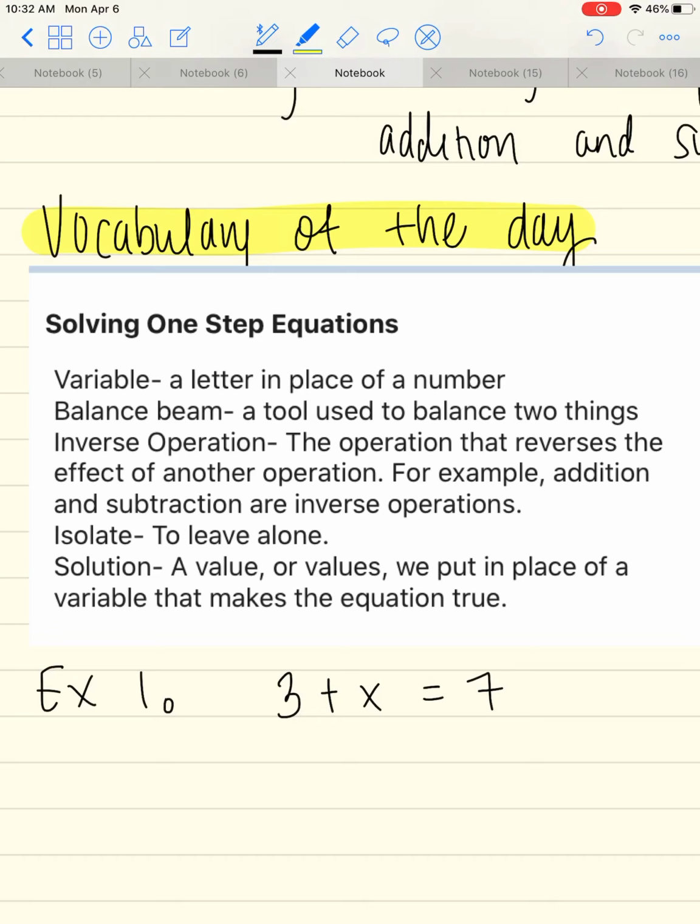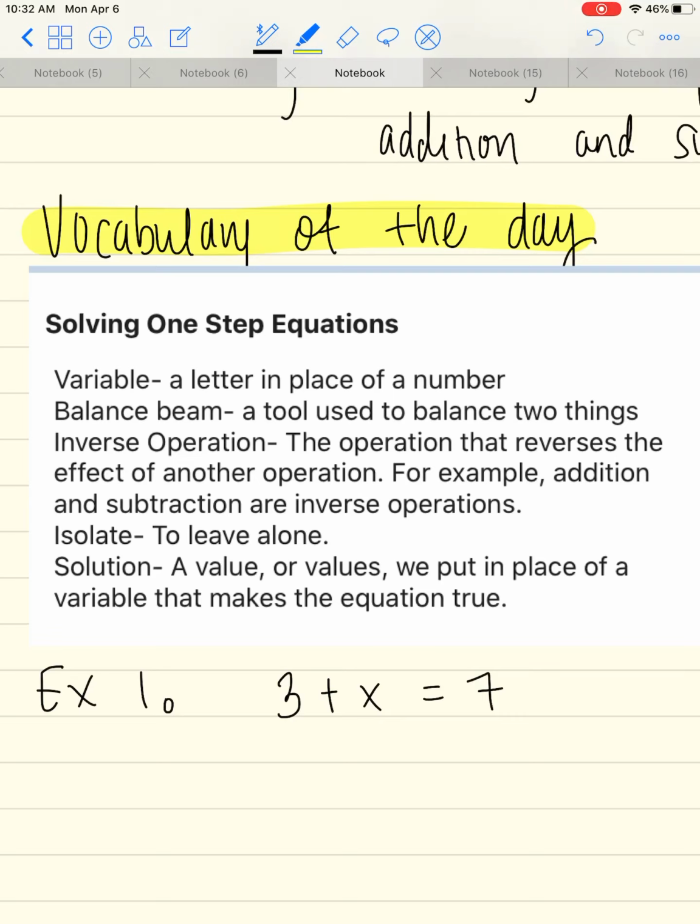We're going to be using the word inverse operation, and an inverse operation is the operation that reverses the effect of another operation. So for example, addition and subtraction are inverse operations. We're going to use the term isolate, and isolate means to leave alone. And lastly, the term solution, and a solution is a value or values that we put in place of a variable that make the equation true.